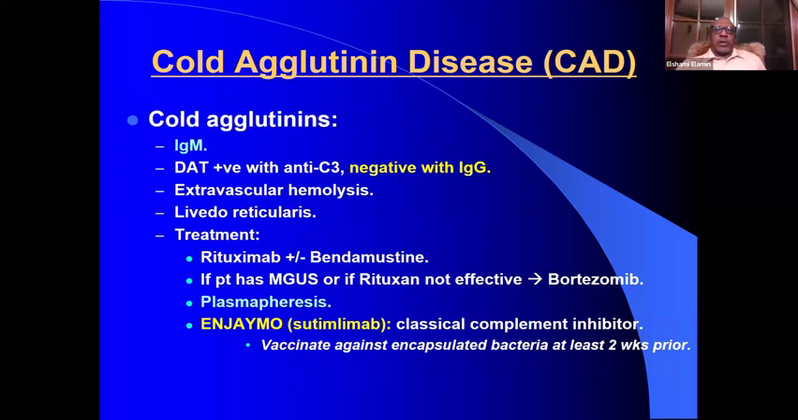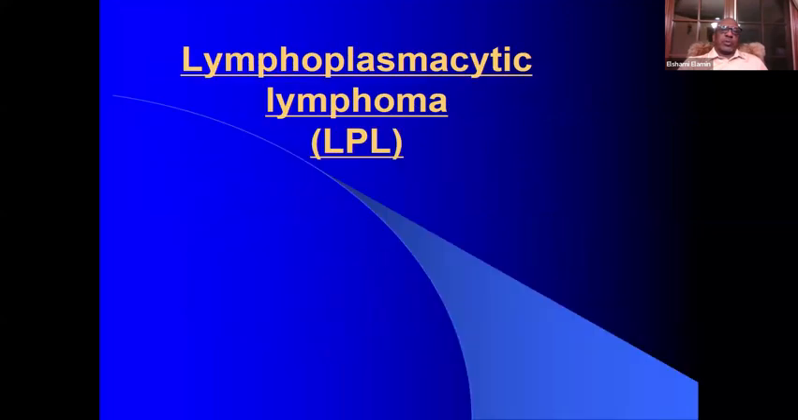Cold agglutinin. If I have to mention two things for cold agglutinin disease, which is hemolytic anemia on exposure to cold, it's an IgM disease, DAT positive with anti-C3, negative with IgG. So these are the treatment for severe cases. We use plasmapheresis, and now there's a new drug for that, Enjaymo. This is for the cold agglutinin antibodies. I just have to mention that you need to check the cold agglutinin titers.